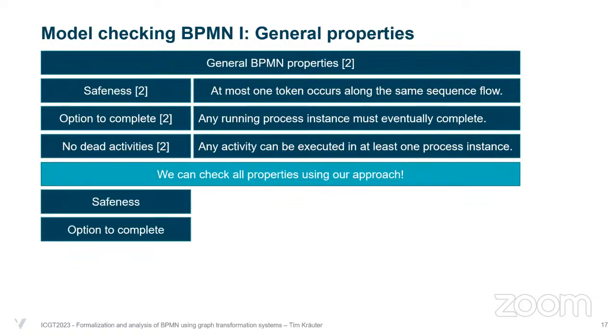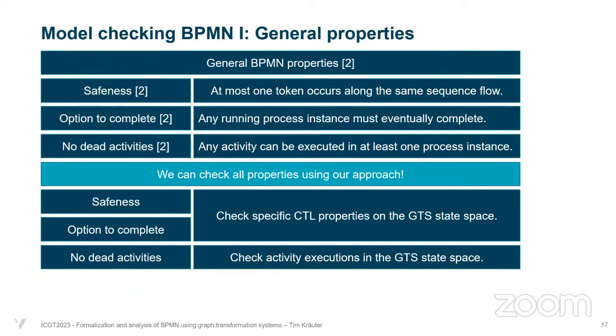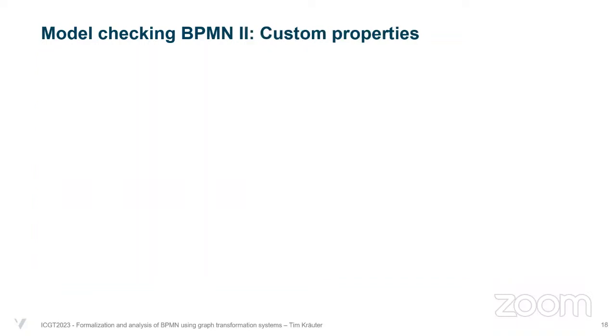For safeness and for option to complete, we're using CTL properties, which Groove can run in the background. And for no dead activities, we need to check that each activity gets executed in some flow through the graph transformation system. We basically analyze the state space generated by Groove, because the transitions are the graph transformation rule applications. We check that there is a transition matching each activity. So then we know that these activities are getting executed.